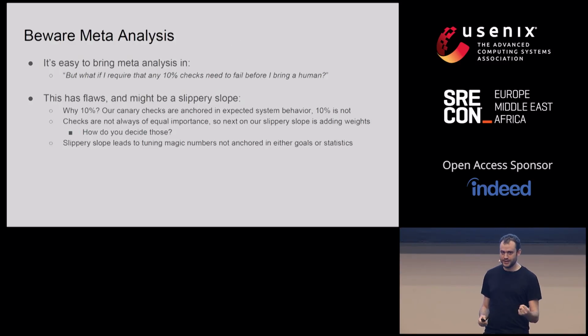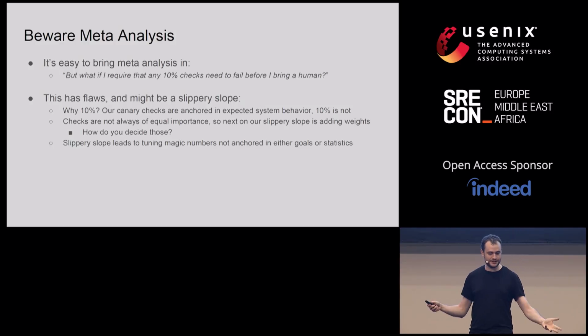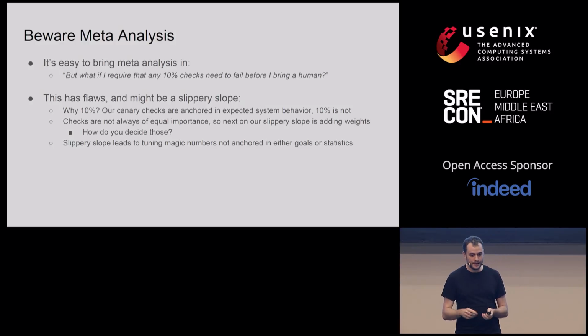You might think, OK, so I will just fail it if 10% of checks fail, and only then will I bring a human. But this is a problematic proposal, because why 10? Why not 5? Why not 20? Where did this number come from? Can you please connect this number to an actual business need or any kind of failure analysis?